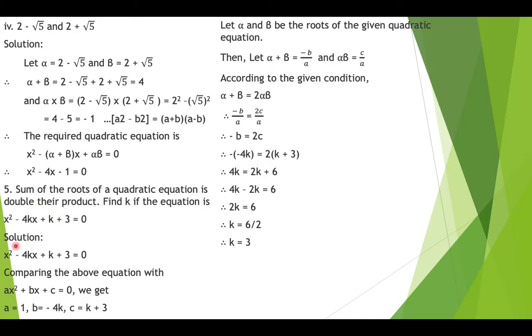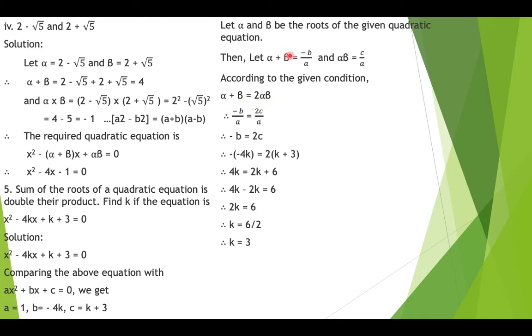So the first thing that we'll do in this question is compare the coefficients of the above equation with ax square plus bx plus c. We get a is equal to 1, b is equal to minus 4k and c is equal to k plus 3. So from here, alpha and beta are the roots of the quadratic equation. Therefore alpha plus beta is equal to minus b by a and alpha beta is equal to c by a. So according to the given condition, alpha plus beta is equal to 2 alpha beta.